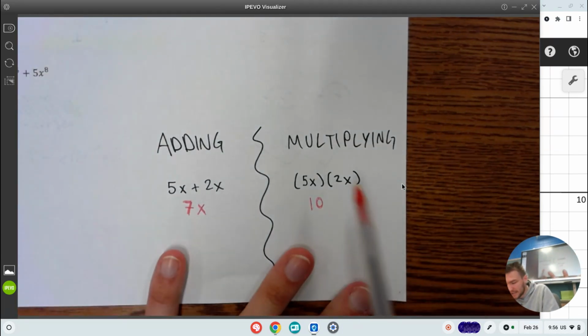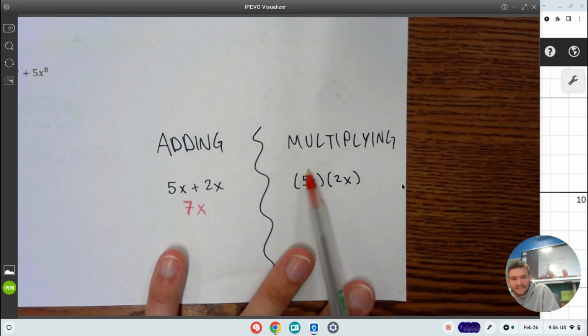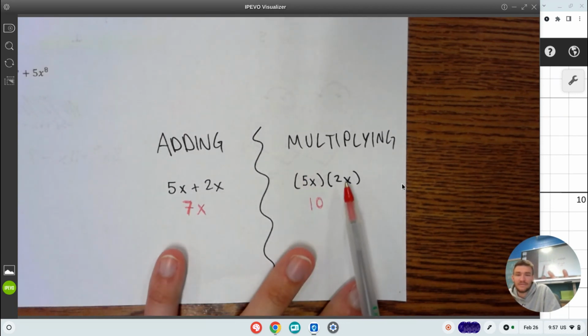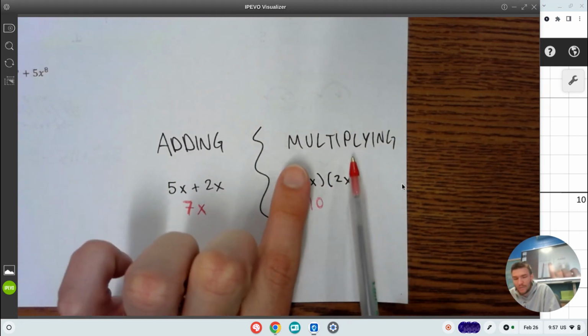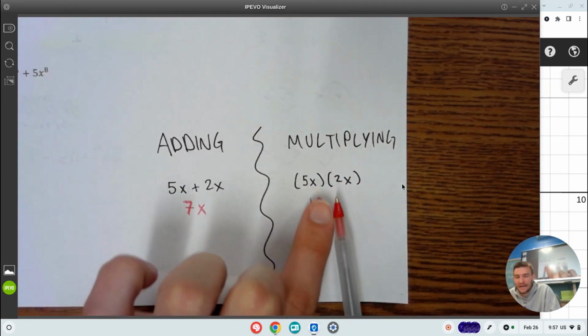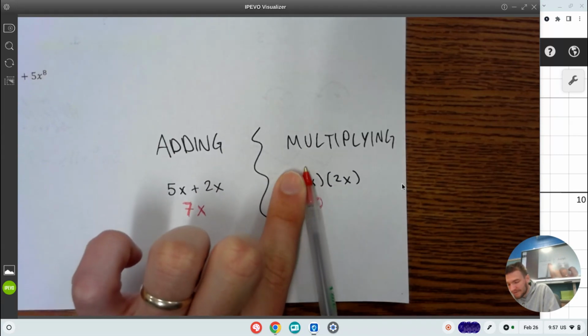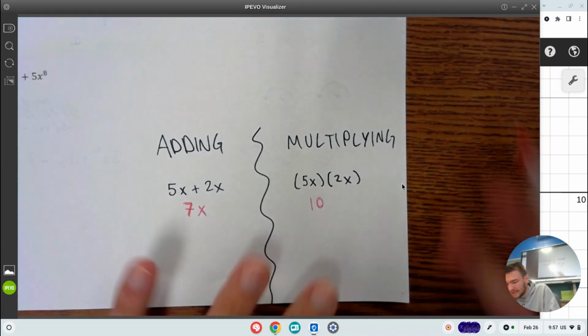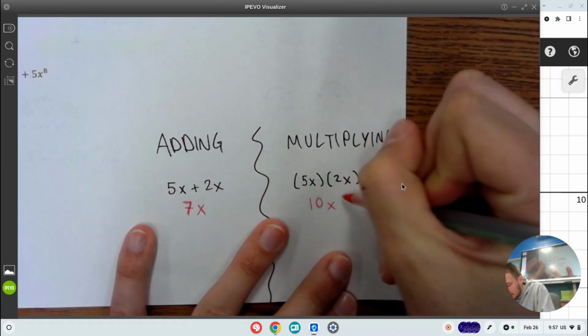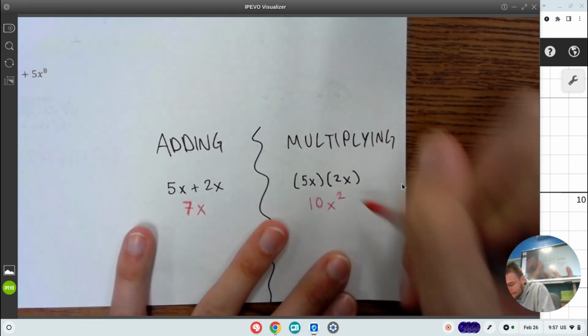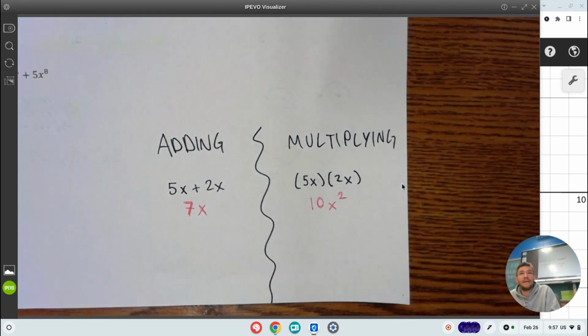Basically what's going on here is, how many x's do we have in the left piece? 1. How many x's do we have in the right piece? 1. And so when we combine these together with multiplying, it's 1 over here and 1 over here makes 2. So when it comes to multiplying, we're combining those things together.